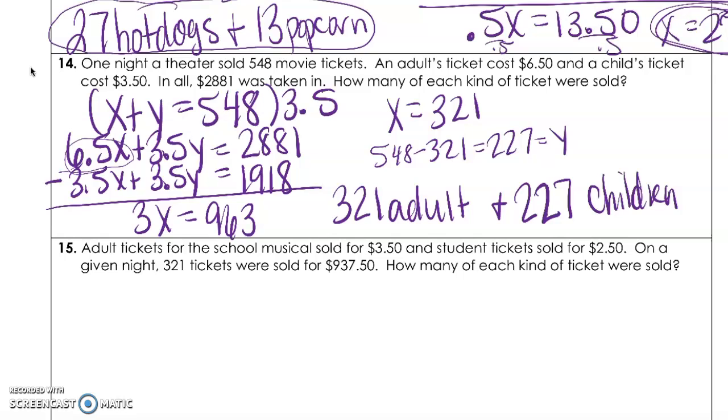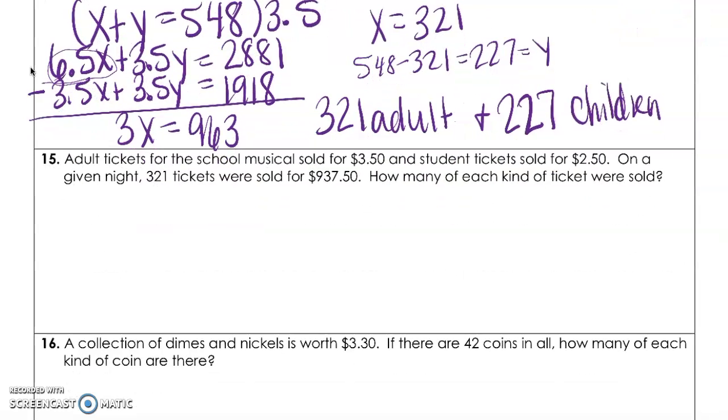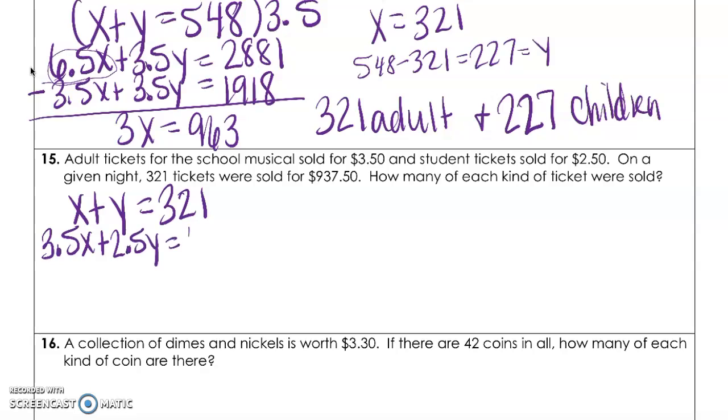So 15 is going to look identical. Talking about adult tickets and student tickets, the amount is just different. So I'm going to do that one with substitution so you can decide which one you like better. So x plus y is equal to 321. That's how many were sold. 350, so again I'm going to do 3.5x plus 250, so 2.5y is equal to 937.50.